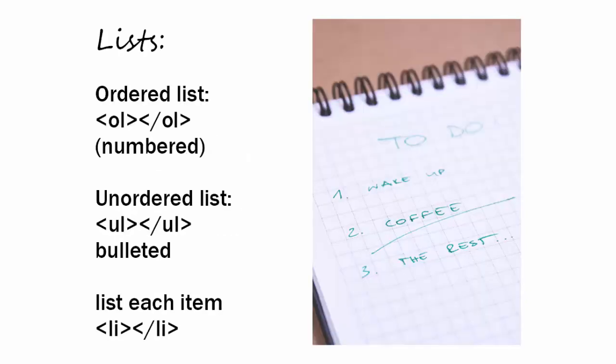Now let's look at lists. First, we have to specify if it is an ordered or an unordered list. An ordered list will be written with an OL pairing tag, and an unordered list will be written with the UL pair tags. And then we obviously have to list each item, nestled in between the list item tag, or the LI tag.